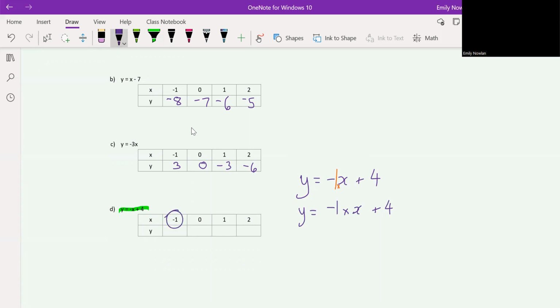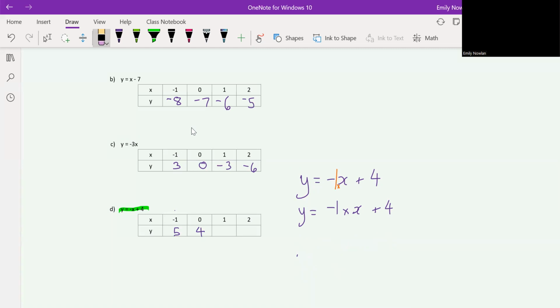So let's go ahead. Our first x value we're going to use is x equals minus 1. So it becomes minus 1 times minus 1 plus 4. Now, minus 1 times minus 1 is the same as 1 times 1, because a negative times a negative is a positive. And 1 times 1 is 1, plus 4 gives us 5. So over here we put 5. Okay, now the next one we're doing is substituting x equals 0. So instead of minus 1 times x, we go minus 1 times 0 plus 4. Y equals 0 plus 4, which is just 4. That goes there like that.